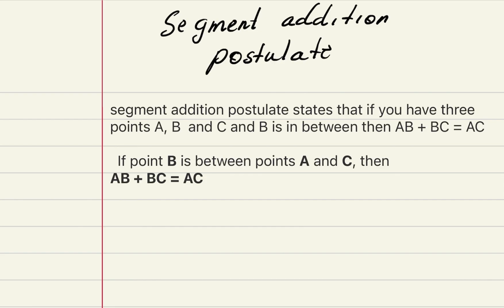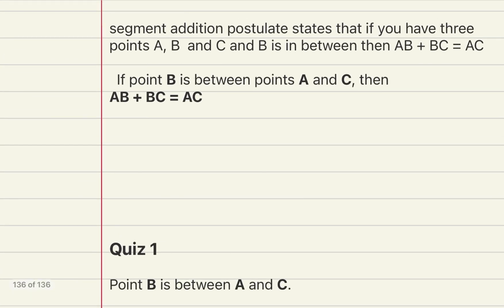Let me give you a picture to visualize what this really means. So let's say we have a point here, another point here, and another point here. And let's call this B, and we call this A, and we call this C. And let's draw a line.